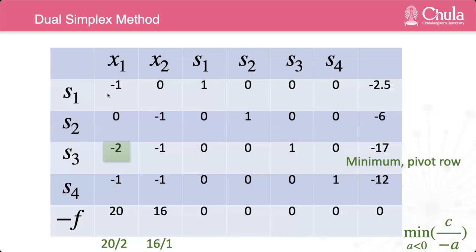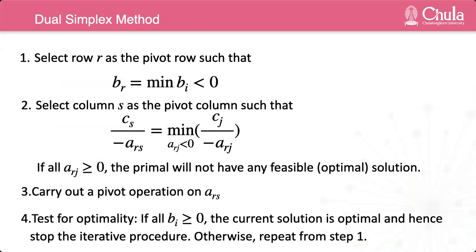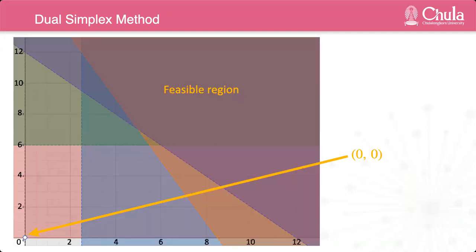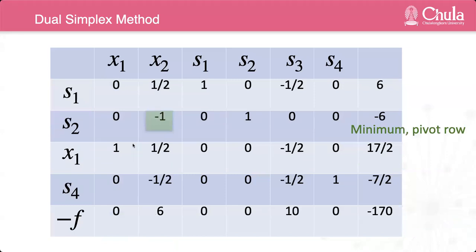Which column? C over minus A, this C, right? And A must be negative. Then we have a feasible solution. We can further work on that.